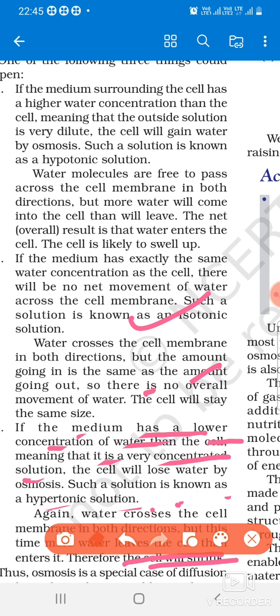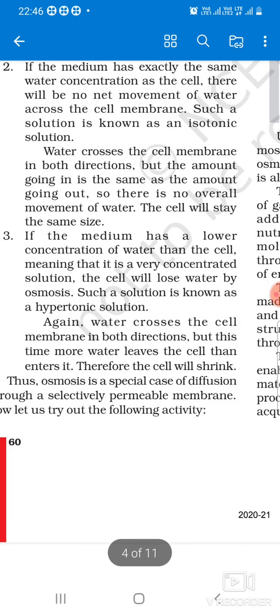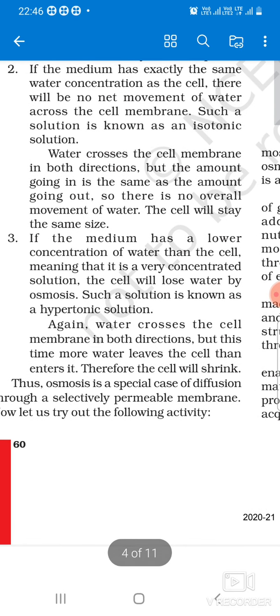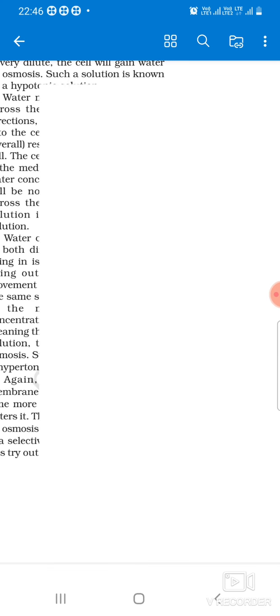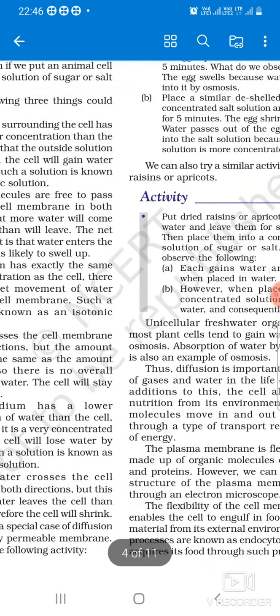We have studied three kinds of solution, that is hypotonic, isotonic and hypertonic. What happens to the size of the cell in the hypotonic solution? In hypotonic solution, the cell size will increase. In isotonic solution, the cell size will remain the same. In hypertonic solution, the cell size will shrink. Okay, so osmosis is a special case of diffusion through a selectively permeable membrane.